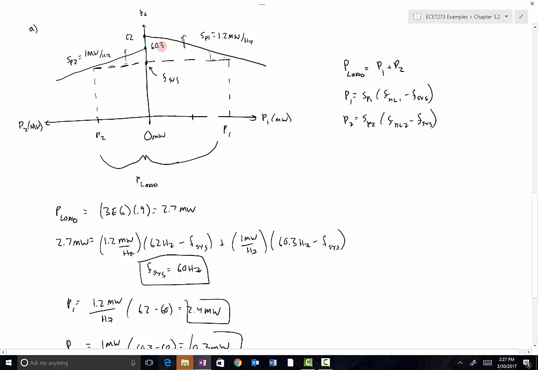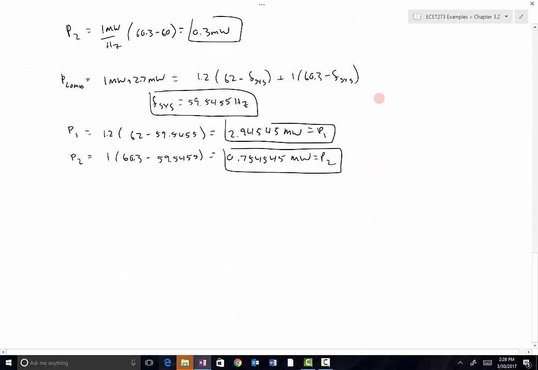And so what we were asked was, okay, let's compensate for this decrease in frequency by changing the set point of Gen 2. So we're going to increase its no load frequency above 60.3. And we need to know, well, to what value. And so to do that, we know that the total load, again, is 3.7 megawatts. That's going to be equal to 1.2 megawatts per hertz times the set point of Gen 1, which is remaining unchanged in this scenario, 62. Now we want FSys to be 60 hertz, so we're going to plug that in, 60 hertz right there. And we get the frequency droop characteristic of Gen 2, which was 1.0 megawatts per hertz.